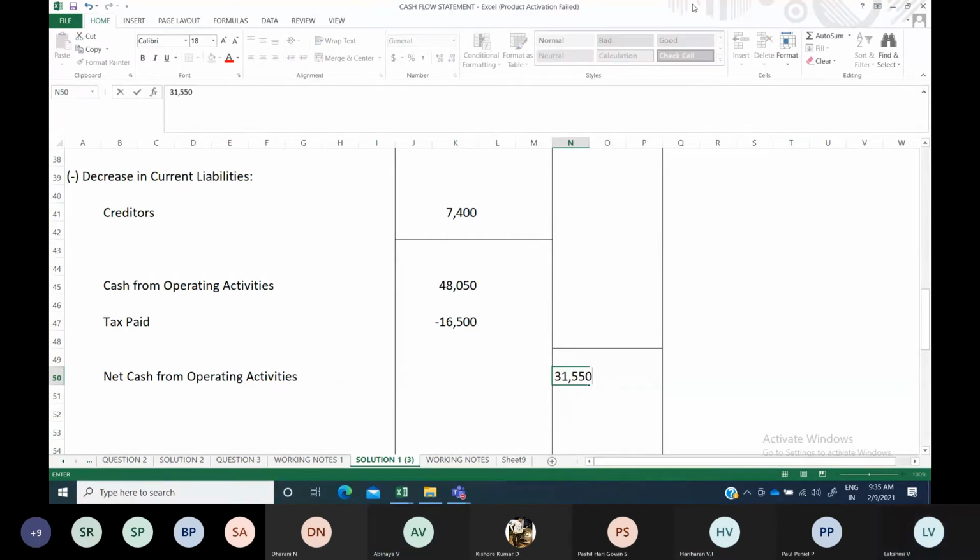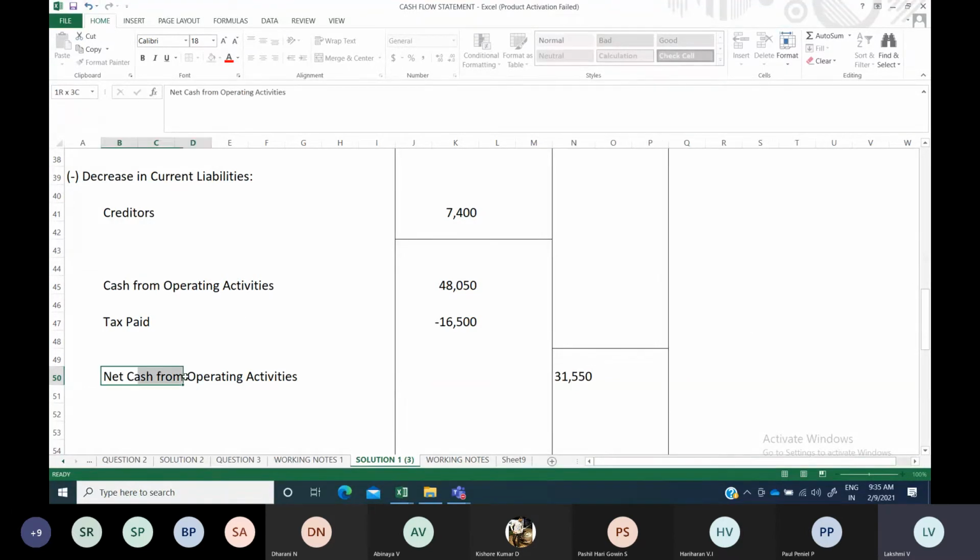Yes, ma'am. Okay, so next we will go to the other activities, that is investing and then financing activities. Moving on to the investing activities, you can highlight this also because this is the final thing. From this information only we will be adding the other things, investing and then financing. So let us move to the investing activities.